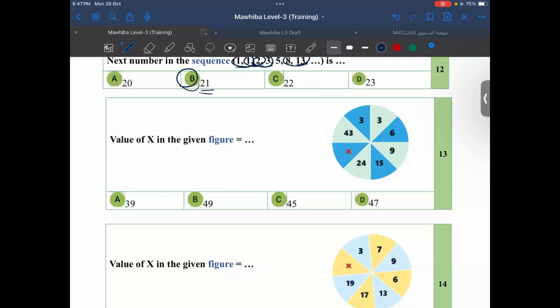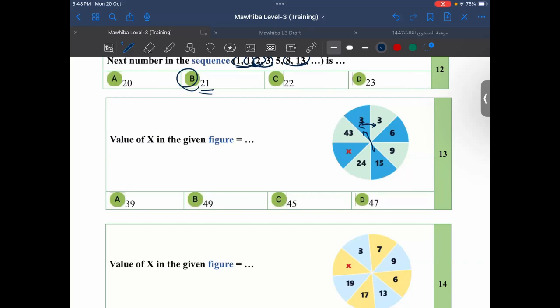The value of x in the given figure. So these questions, you're going to face sometimes, where you have a circle and you have numbers in it. It can't be hard to figure out the pattern in here, but it's usually one of two things. Either it's between the numbers facing each other, or the numbers beside each other. So they're not going to make a crazy pattern. It's usually one of these two things. So let's see here. What do you think the pattern is?